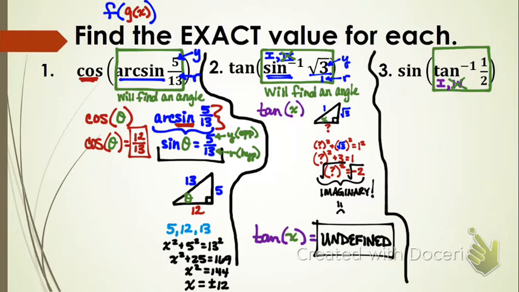Do you know from the unit circle where tangent is 1/2? I can tell you where cosine is 1/2. I can tell you where sine is 1/2. I have no idea where tangent is 1/2. That's not on my unit circle. It will find an angle, though.